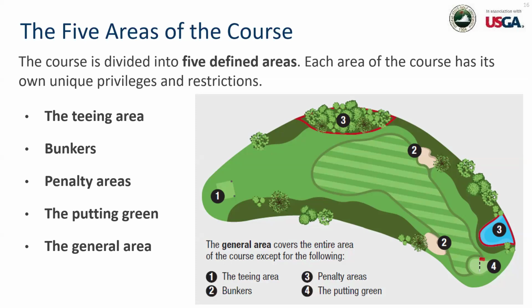Next, the general area. General area is a catch-all term that encompasses everything except the other four areas we just talked about. The general area includes fairway, rough, just general sandy areas that are not bunkers. It includes pine straw, desert, or even forests. Anything on the course is in the general area other than bunkers, penalty areas, and the teeing area and putting green of the hole you're playing.